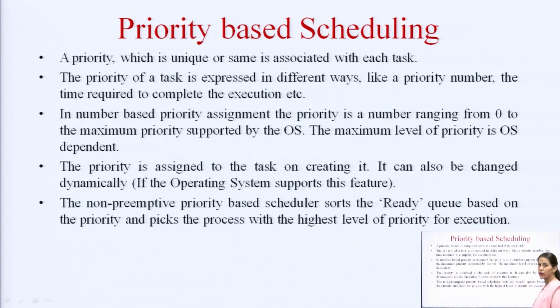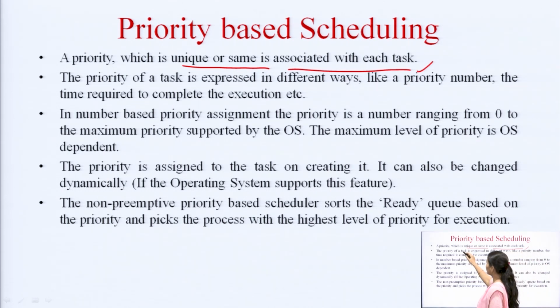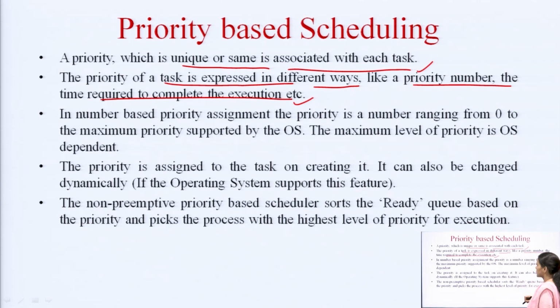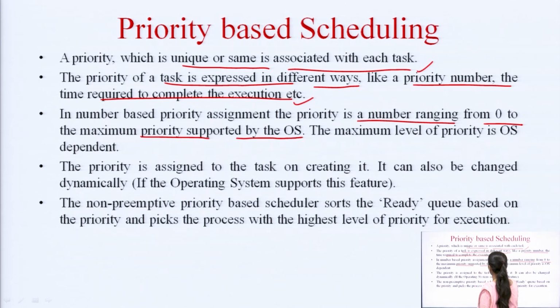Now, we will talk about priority based scheduling. In this, a priority, which is a unique or same, is associated with each task. The priority of a task is expressed in different ways, like a priority number, the time required to complete the execution, etc. In number based priority assignment, the priority is a number ranging from 0 to the maximum priority supported by the operating system. The maximum level of priority is operating system dependent.